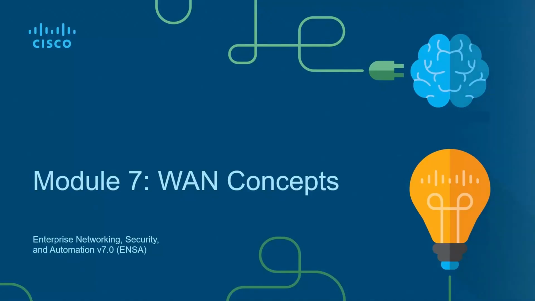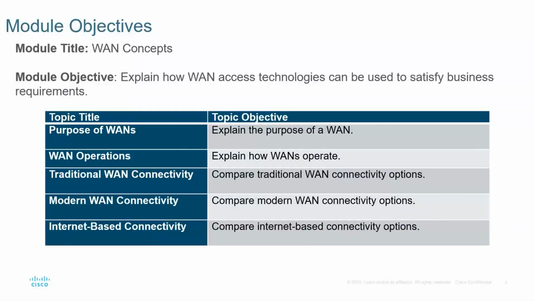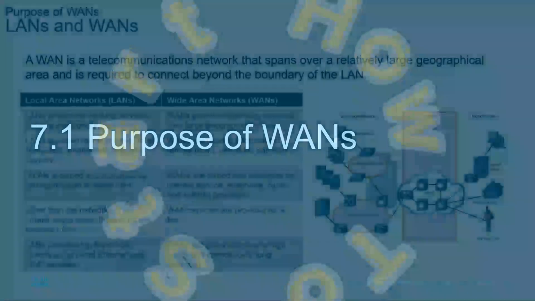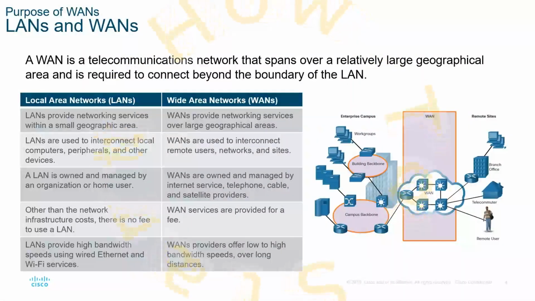So in this video we are looking at purposes, operations, and we're going to be looking at different types of WAN connectivity. So, first of all, what's the purpose of a WAN? Essentially, a WAN is a telecommunication network that spans a larger geographical area. Realistically, a WAN is a collection of LANs.